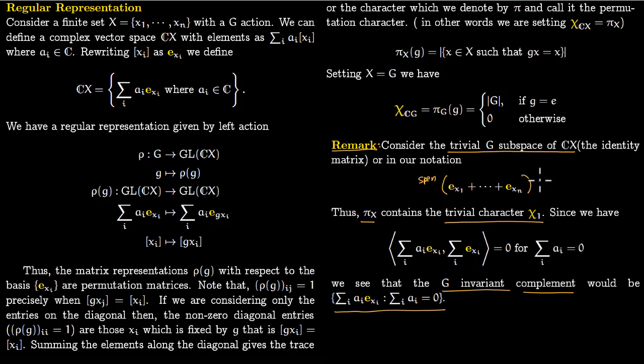So it is important to see that this trivial character lies within this permutation character. So the trivial character is in the permutation character. Later on we will show that if you take the permutation character and subtract the trivial character from it, this chi1 trivial character, which we can denote as 1, this will also be a reducible representation.